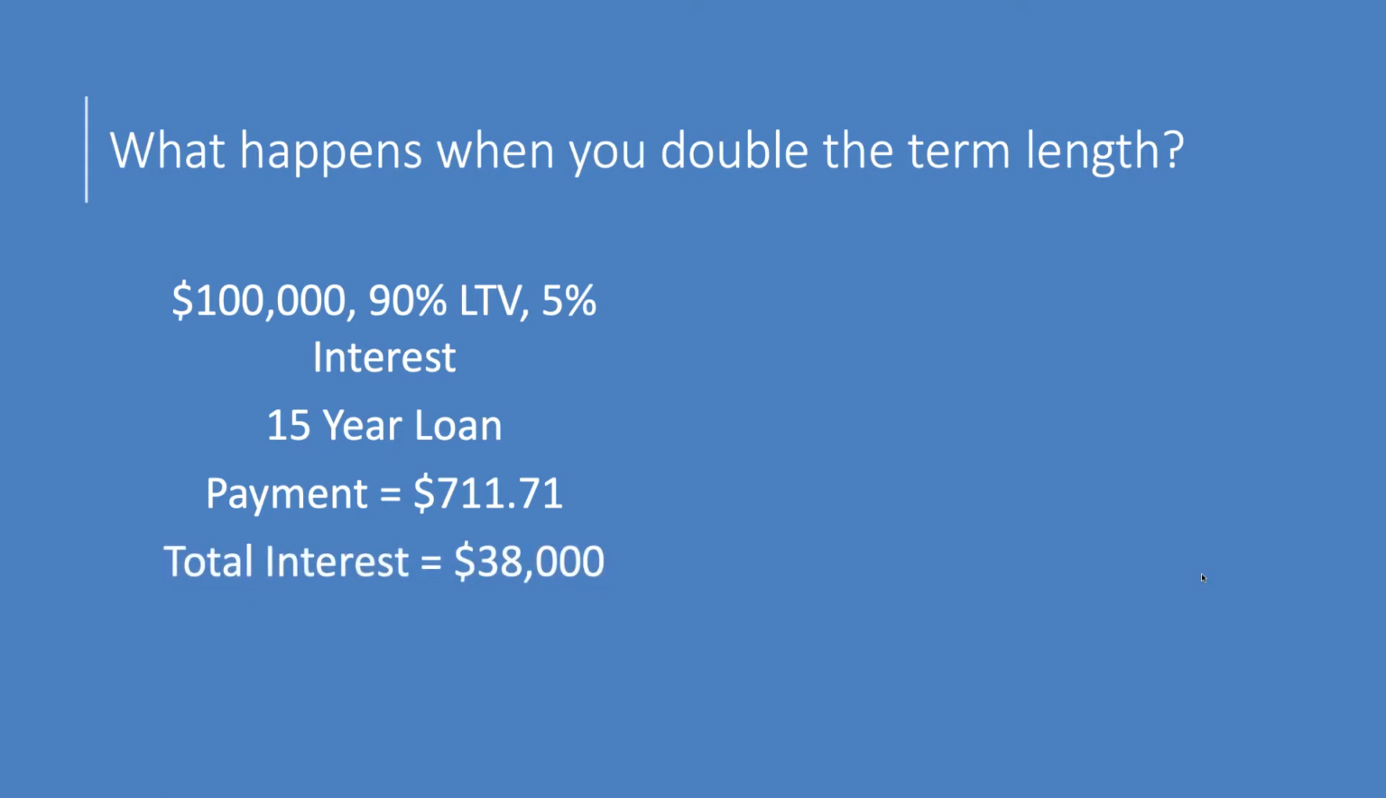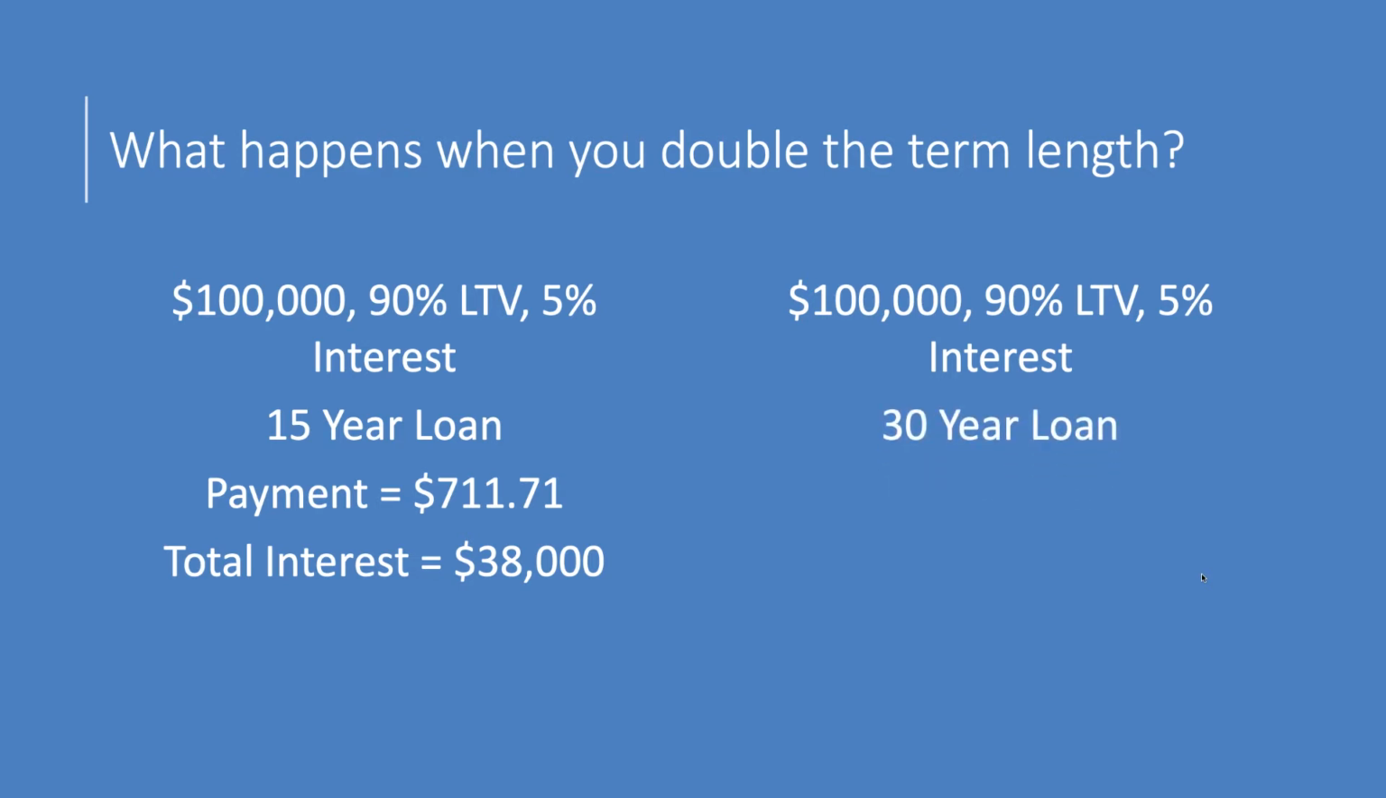And the total interest that you will pay over the life of the loan, so all 15 years, will equate to about $38,000. So now let's double the length. The same numbers: $100,000, 90% loan to value, 5% interest rate, but now we've got a 30-year loan, okay?